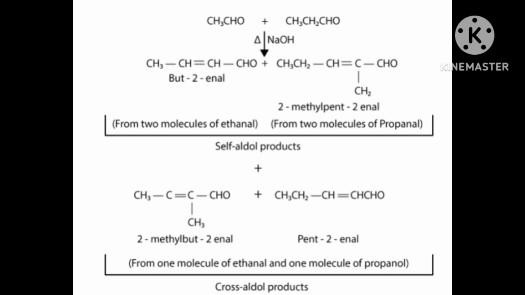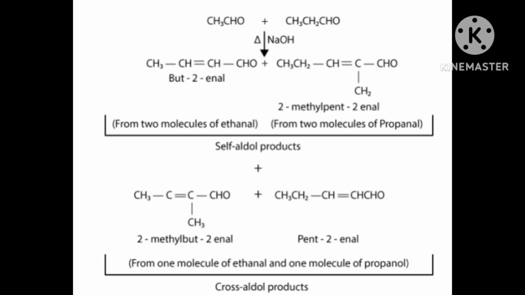Then the second carbon and third carbon have a double bond. That means CHO, after that CH double bond CH, after that CH2 and then CH3. Total 1, 2, 3, 4, 5: 5 carbons are there, and carbon number 2 has a double bond. Hence you can call it pent-2-enal. Pent-2-enal.